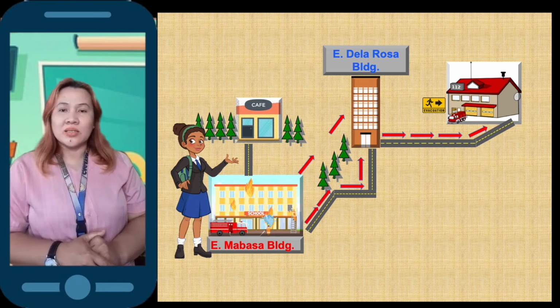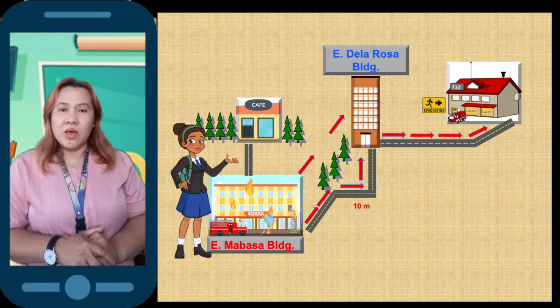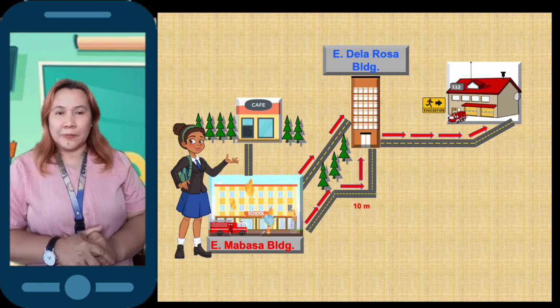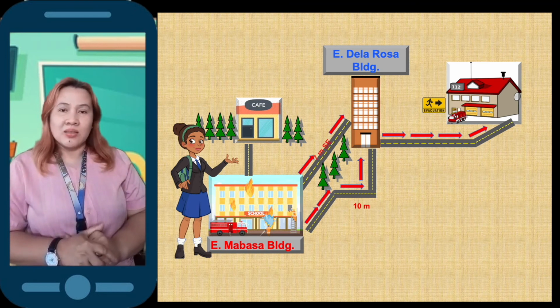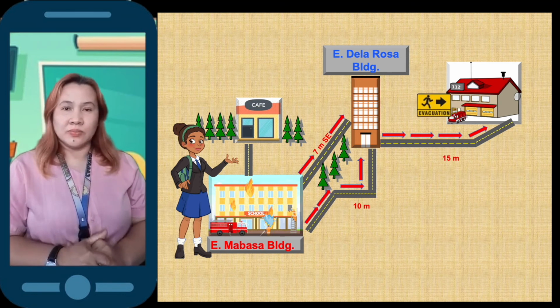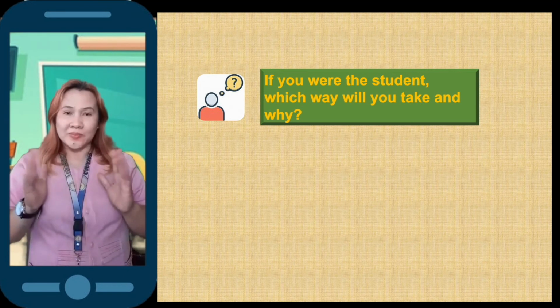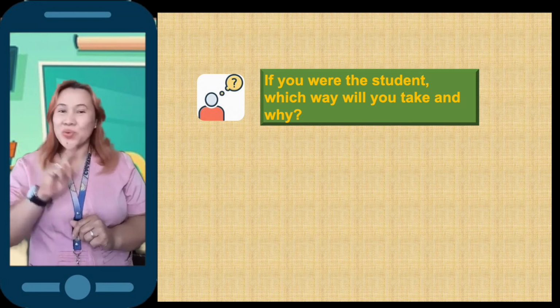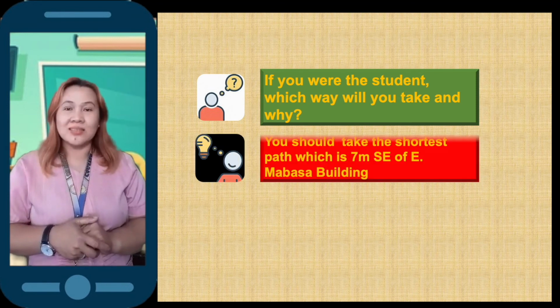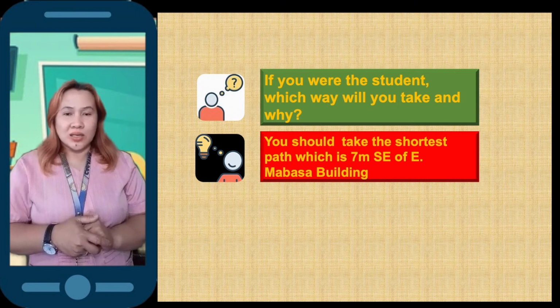Once the bell rings, learners from E. Mabasa building will proceed to E. De La Rosa building, which is 10 meters away. However, another path can be taken by learners, which is 7 meters southeast of E. Mabasa building. From E. De La Rosa building, they have to travel another 15 meters to the evacuation area. If you were the learner, which way will you take and why? Very good. That's right. You should take the shortest path, which is 7 meters southeast of E. Mabasa building.